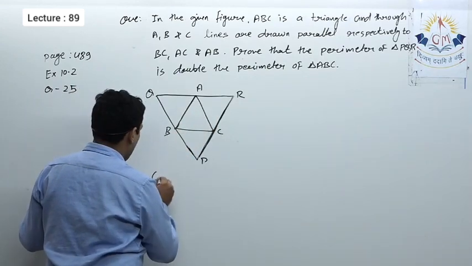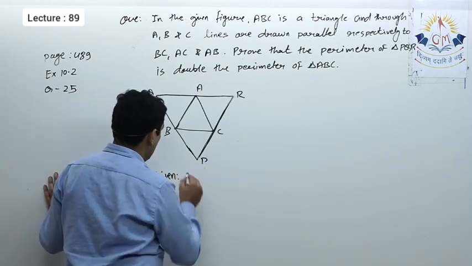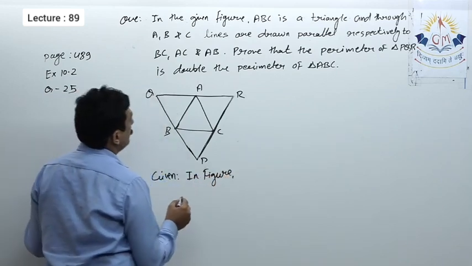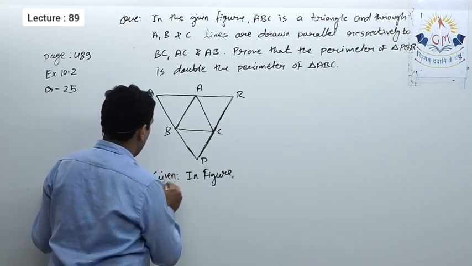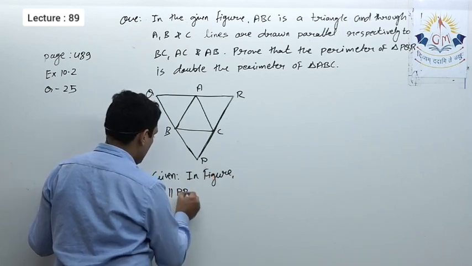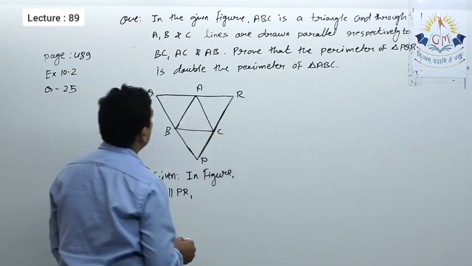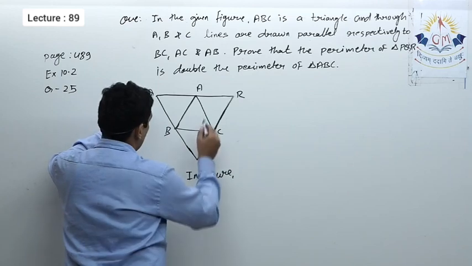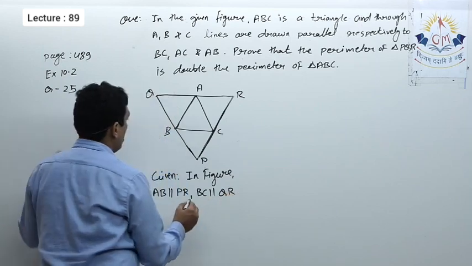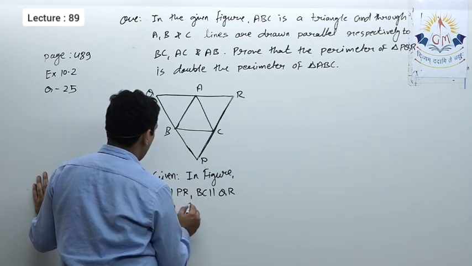So here I can write, given in the figure, it is given that AB is parallel to PR, BC is parallel to QR, AC is parallel to QP.